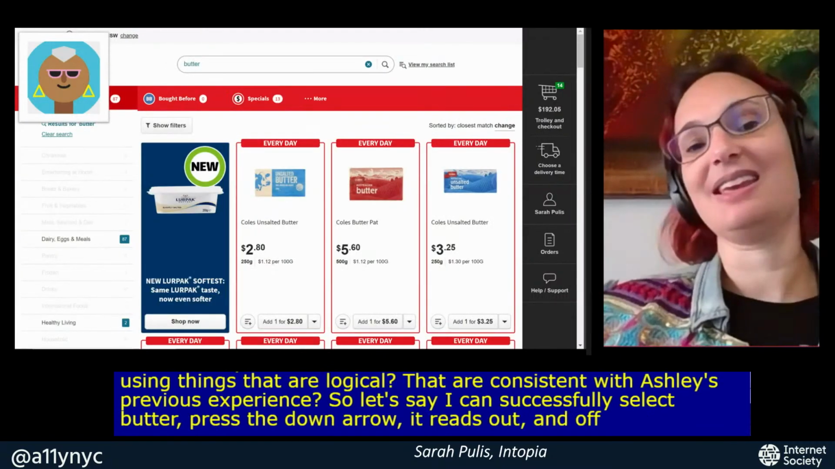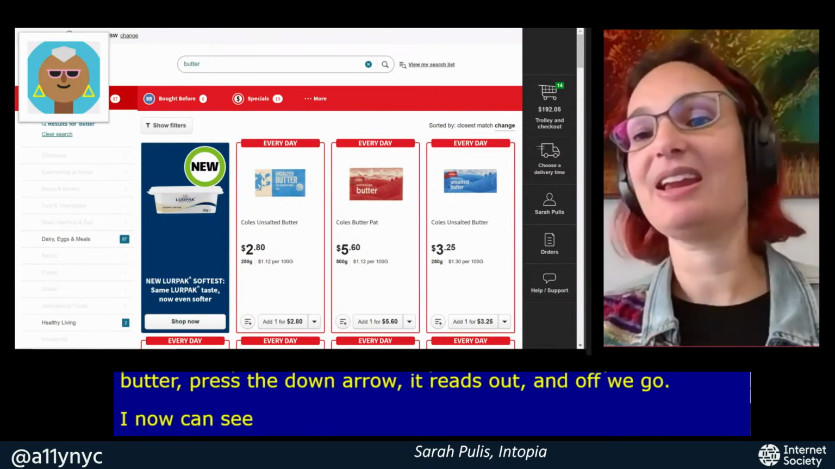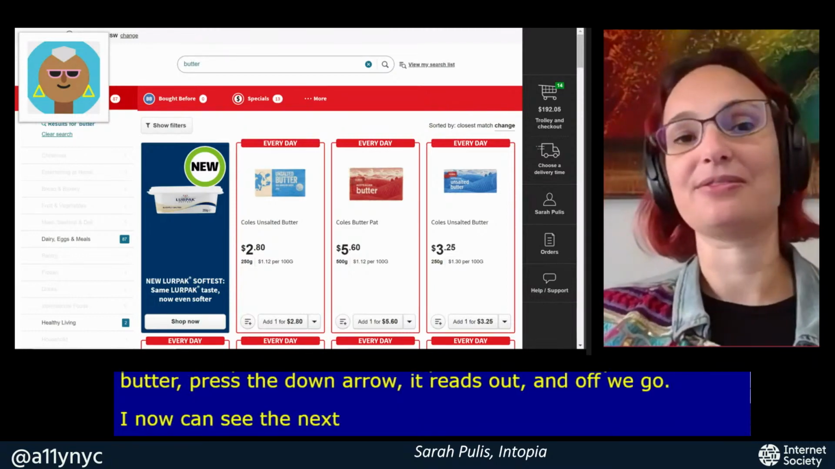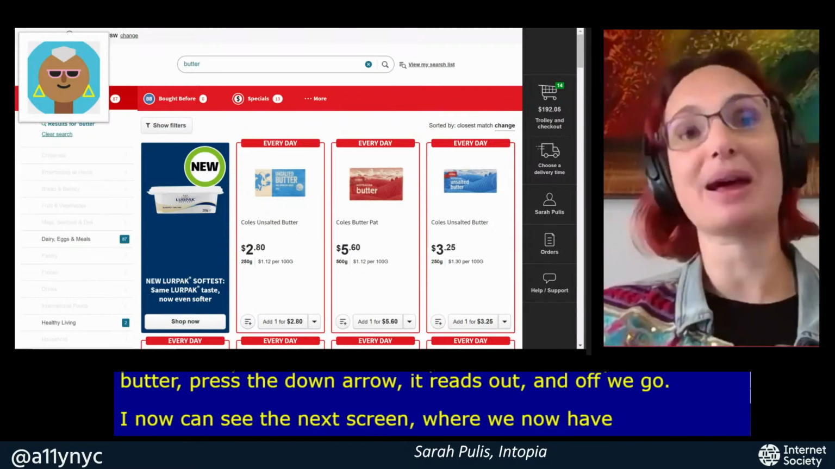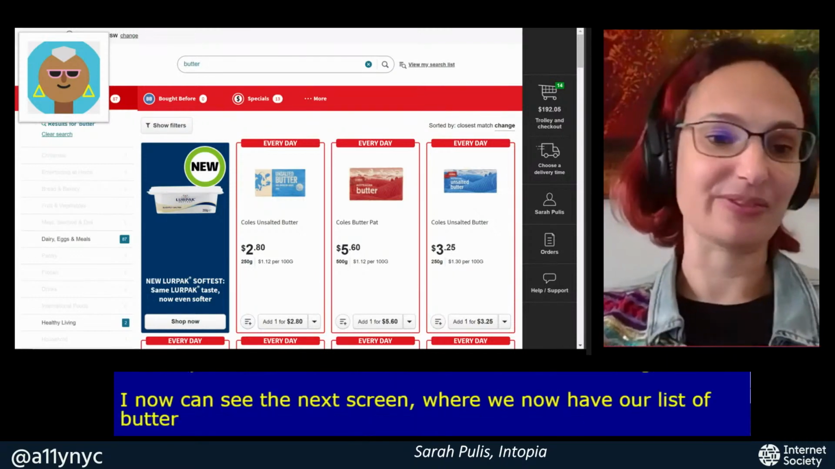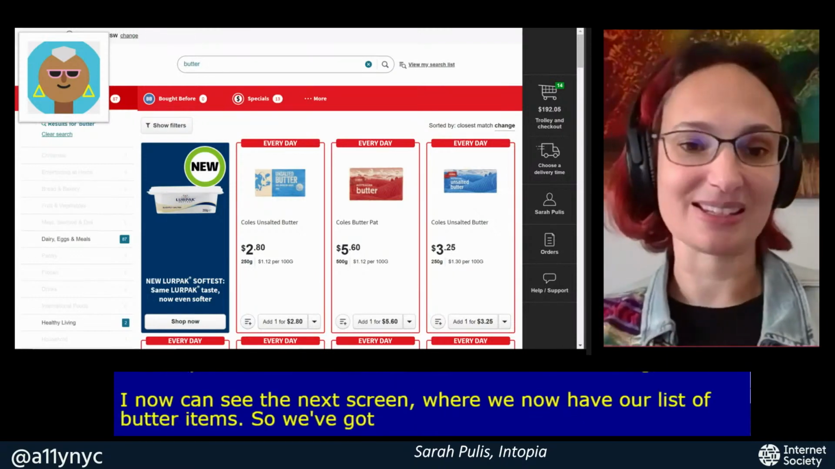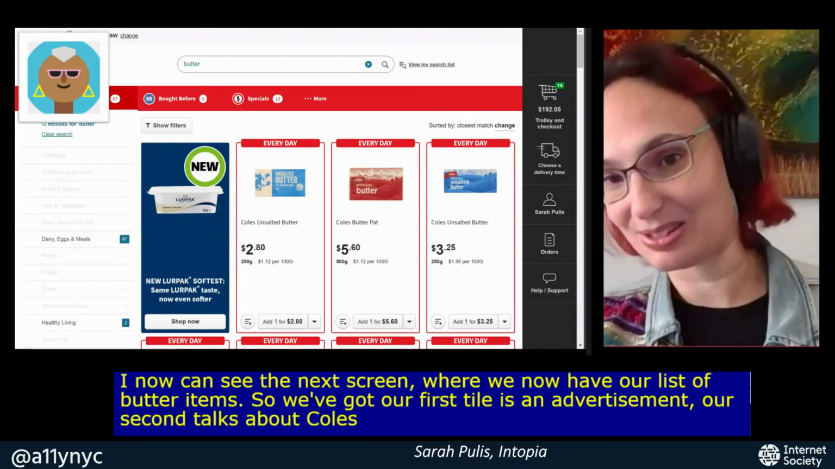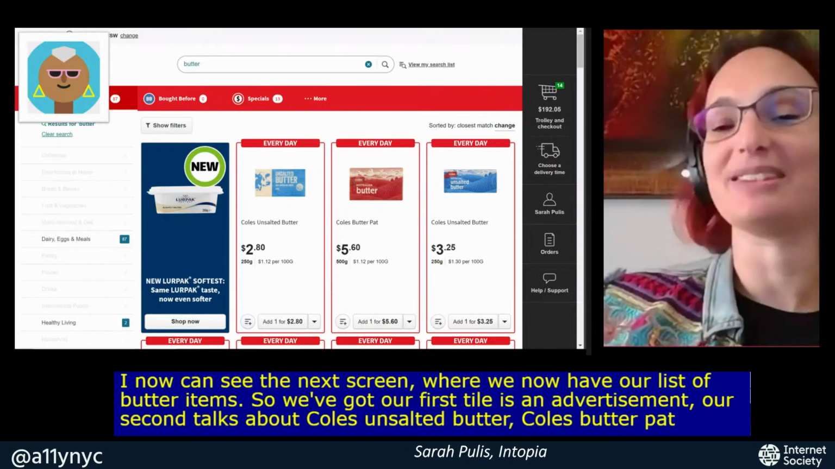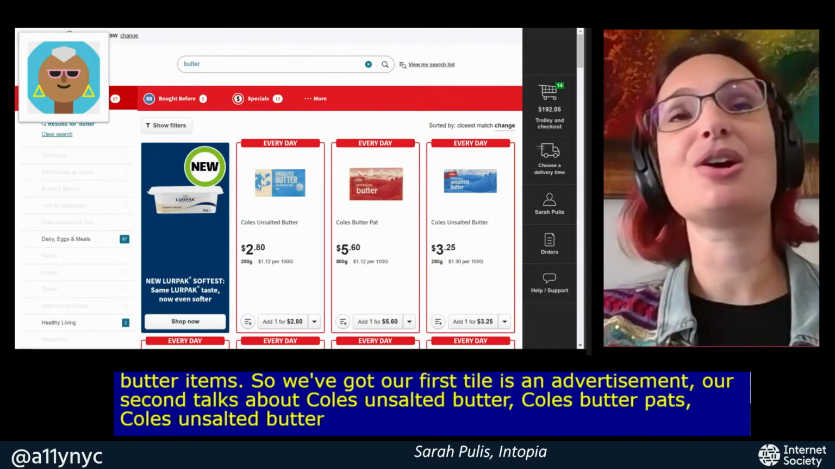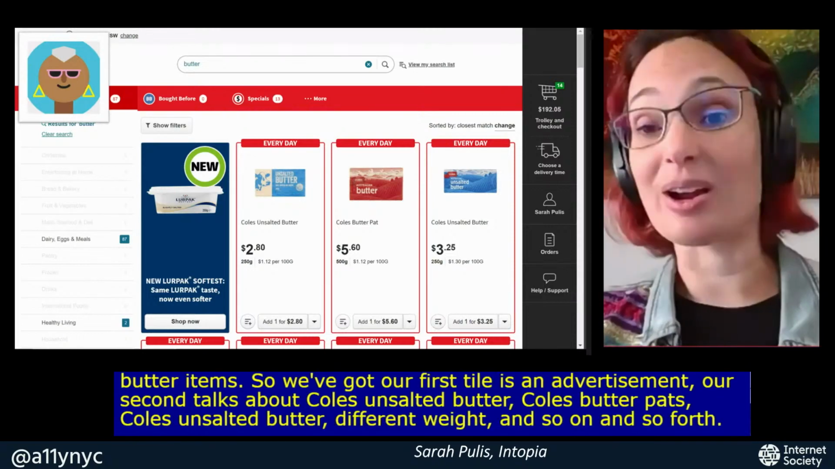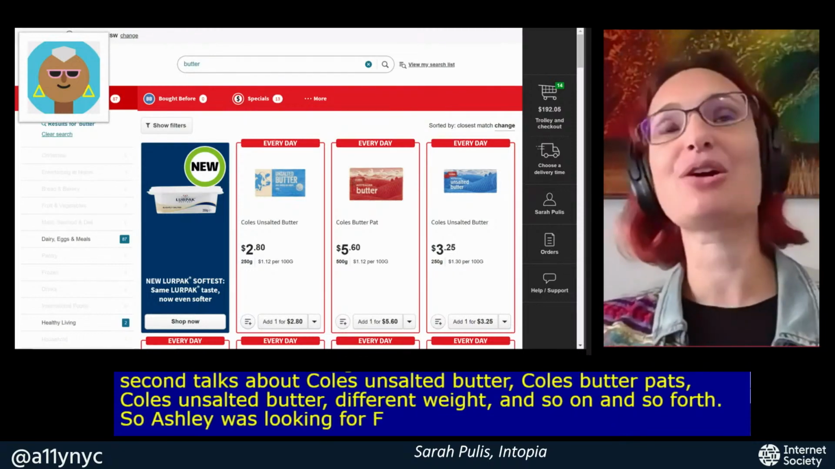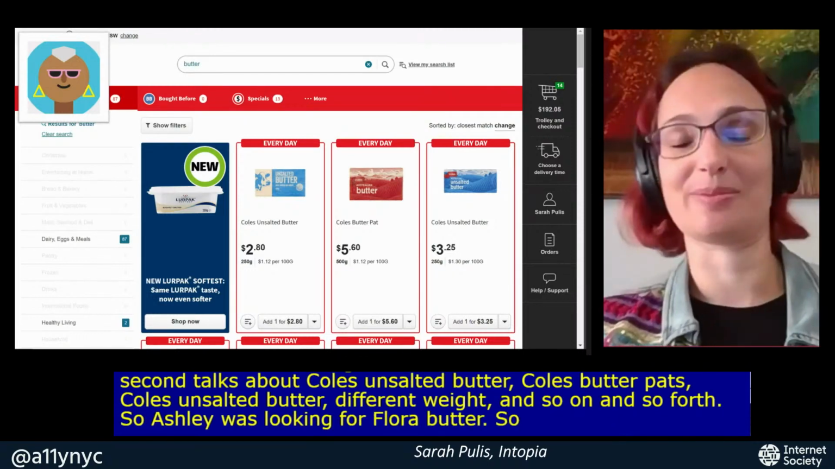I now can see the next screen where we now have our list of butter items. So we've got our first tile is an advertisement, our second talks about Coles unsalted butter, Coles butter pat, Coles unsalted butter, different weight, so on and so forth. So Ashley was looking for Flora butter. So how does she find Flora butter?